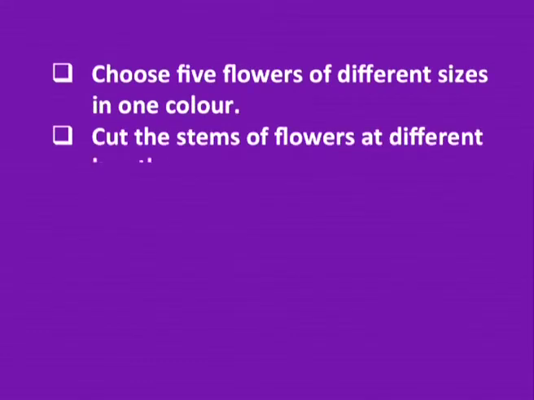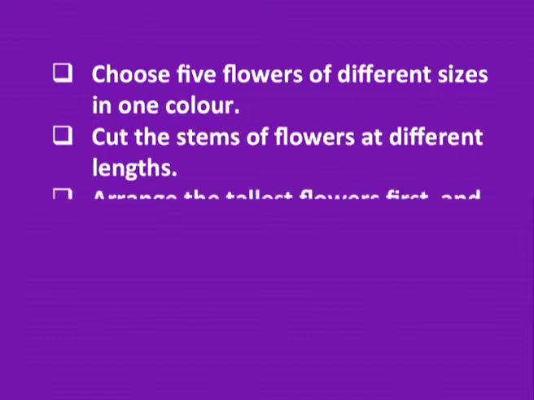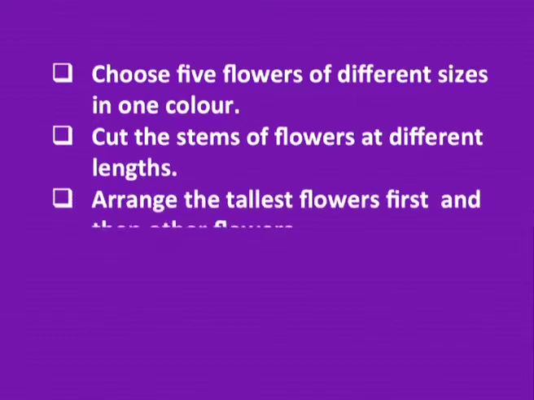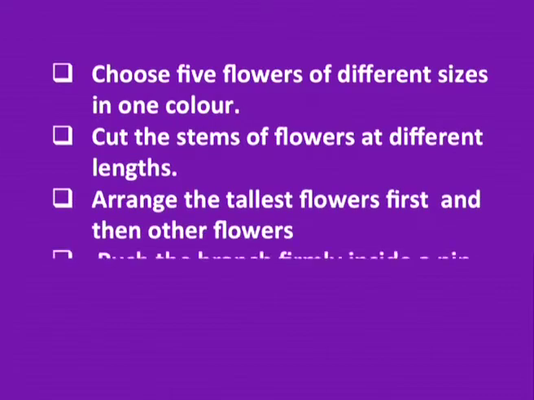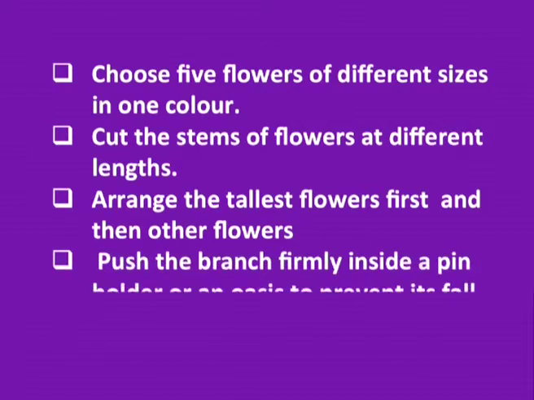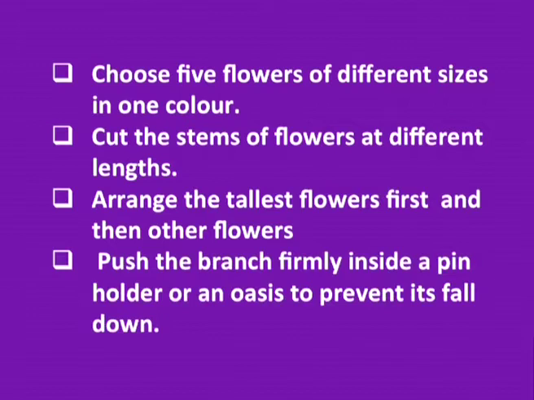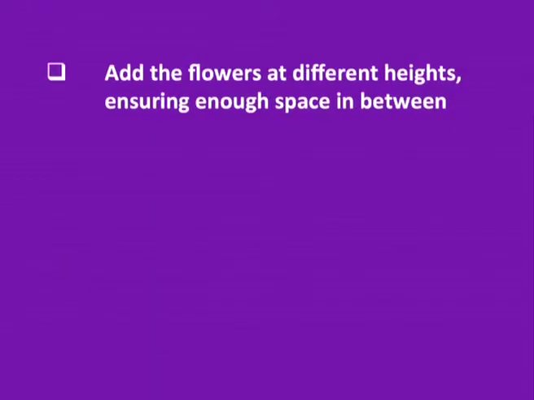Cut the stems of flower at different length. Arrange the tallest flower first and then other flowers. Push the branch firmly inside a pin holder or an oasis to prevent its fall down. Add the flowers at different heights ensuring enough space in between so that there should be no clutter.